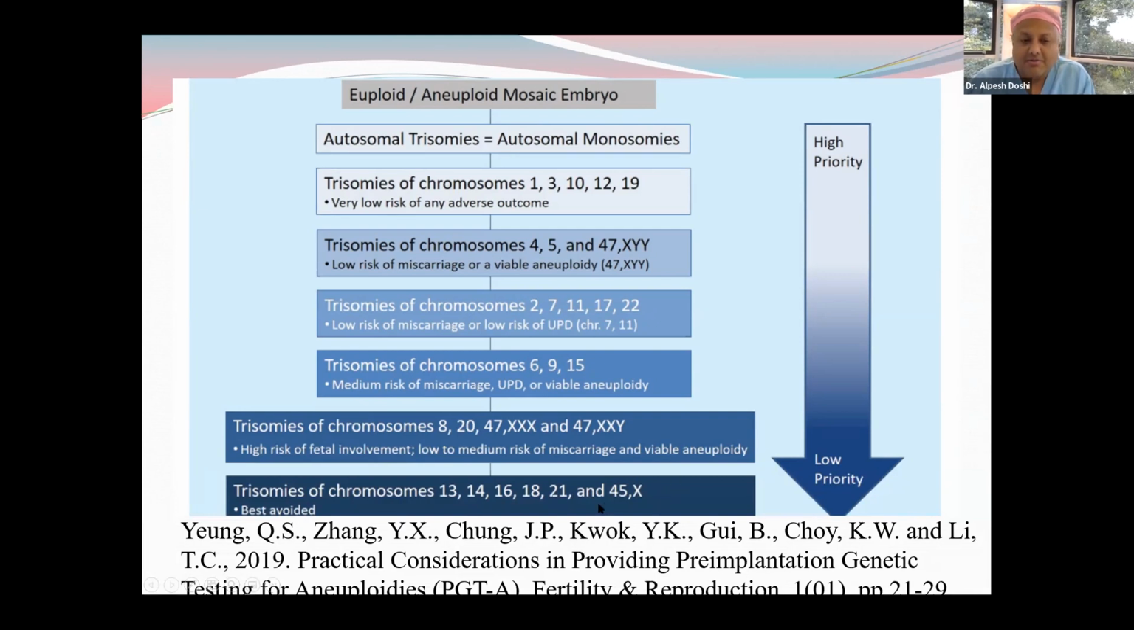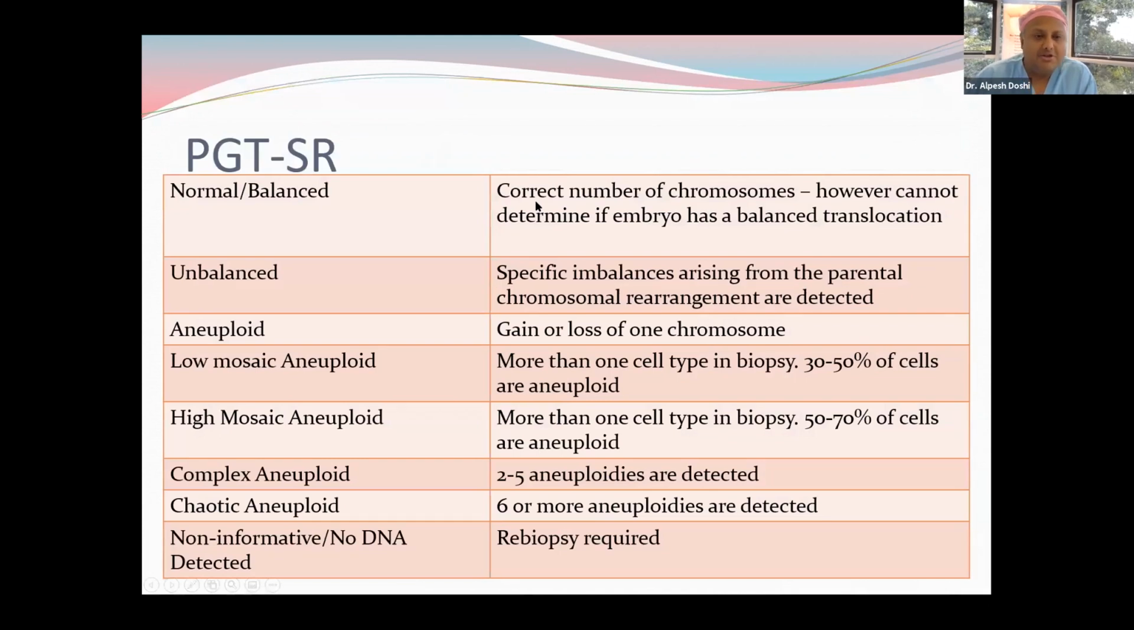So certainly from our clinic perspective, our policy is that we would only consider transferring up to low mosaic embryos, whereby there are no trisomies of the lethal chromosomes involved, such as 13, 16, 18, 21. Then we moved on to PGT for structural rearrangement.